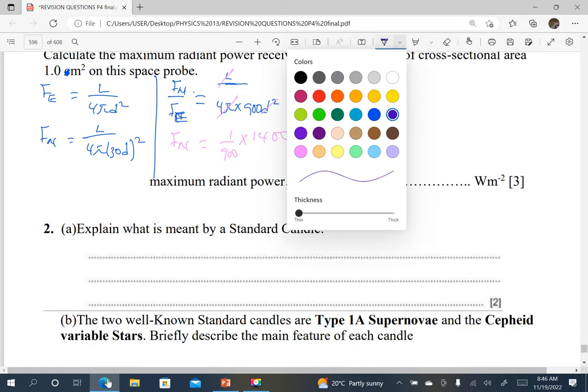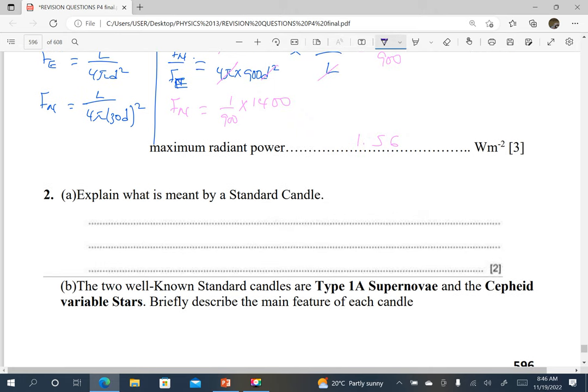Explain what is meant by a standard candle. Of course, your teacher must have told you that a standard candle is an astronomical object which has a known luminosity. An astronomical object whose luminosity is known is a standard candle. Astronomical refers to objects in space. For instance, the Sun could be considered a standard candle if its luminosity is well established. So any astronomical object whose luminosity is known is considered to be a standard candle.